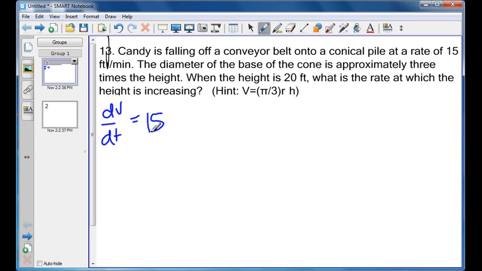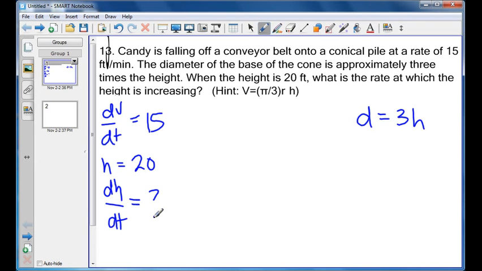It also says the diameter of the base of the cone is approximately 3 times the height. So the diameter is equal to 3 times the height. Now it says when the height is 20 feet, so we have h equals 20, what is the rate at which the height is increasing? So we're looking for the rate of the height, we're looking for dh over dt.